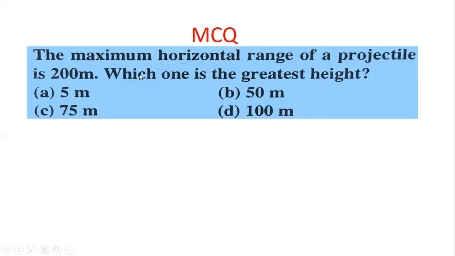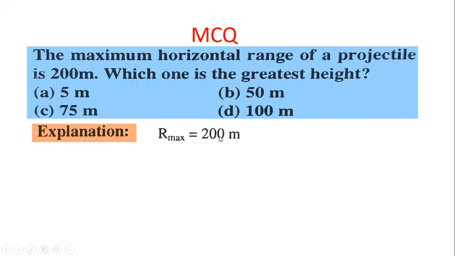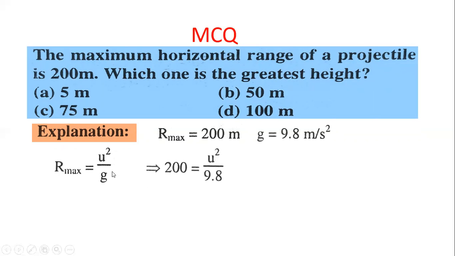Another MCQ. The maximum horizontal range of a projectile is 200 meter. What is the greatest height? Explanation. Here R maximum equal to 200 meter, g equal to 9.8 meter per second square. But you know the formula R maximum equal to u square by g. If we put the value, that means 200 equal to u square by 9.8. That means u square equal to 1960.